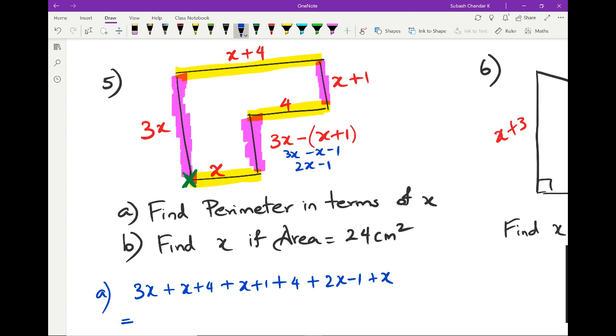So simplifying all of this, what I've got is 3x, 4x, 5x, 6x, and I've got 8 x's. And as for the numbers, what I also have is 4, 5, 9, and 9 and minus 1, 8.